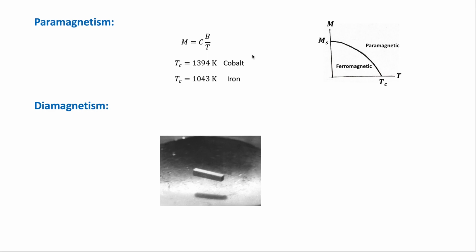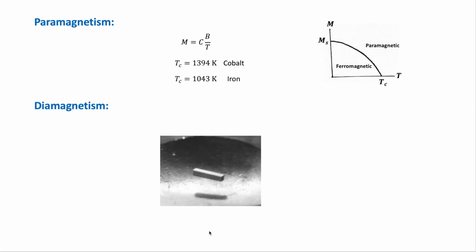So also, going back to ferromagnets, if the temperature of a ferromagnet reaches or exceeds a certain critical temperature known as the Curie temperature, then the ferromagnet loses its spontaneous magnetization, okay? And then it becomes a paramagnet. So there is a transition from a ferromagnet to a paramagnet at the Curie temperature. For cobalt, this temperature is 1394 Kelvin, and for iron, it's 1043 Kelvin.